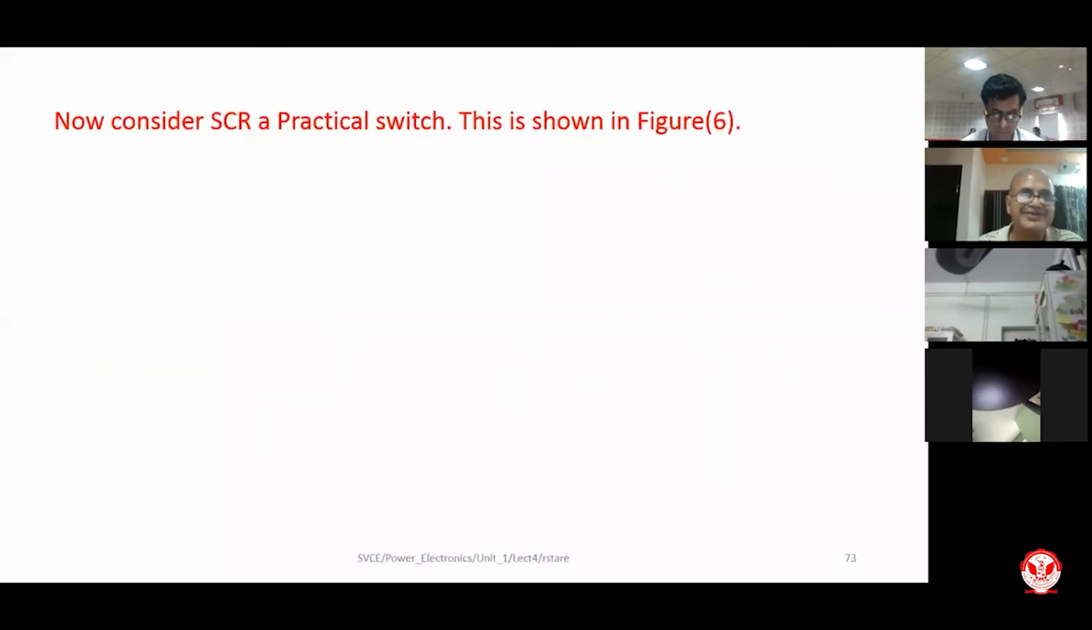Now, in power electronic switches, we are not that fortunate. Consider a simple switch. All our power switches have more or less similar structure. I am taking just a case of silicon controlled rectifier, and the same applies to any other power electronic switch.